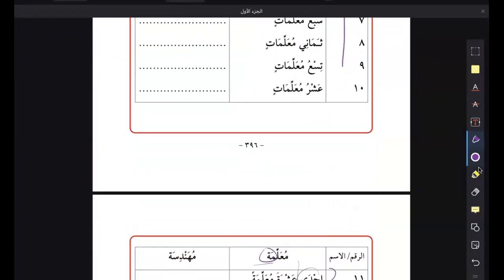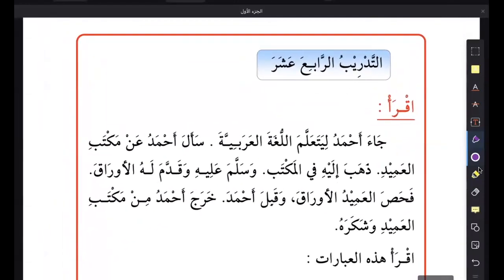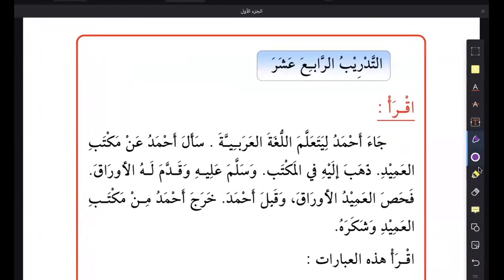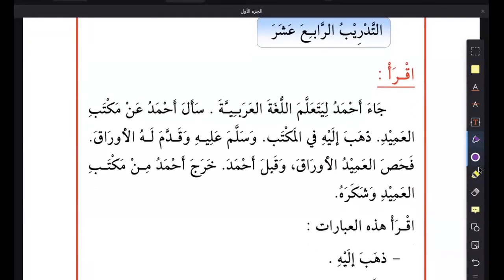Clear? Now, so now let's read. We have التدريب الرابع عشر. We have the 14th exercise. We have a passage. It says اقرأ, read.